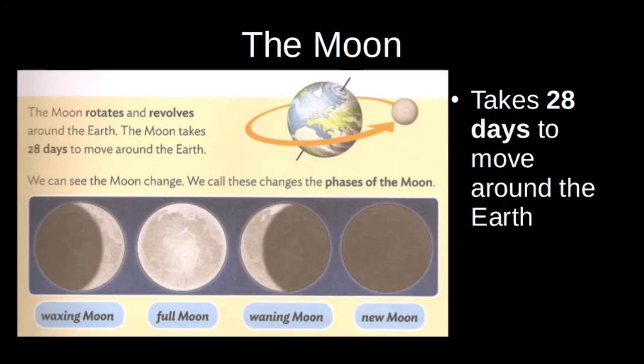Now, the moon goes around the Earth, and it takes 28 days for it to move around the Earth. And because it takes 28 days, we can see the moon change. So we have these different phases of the moon. So that's why sometimes when you look up, you see only a little bit of the moon, like the waxing moon or the waning moon, so just a crescent. And sometimes you see the whole thing, so that's the full moon. And sometimes you don't see the moon at all, and we call that a new moon.